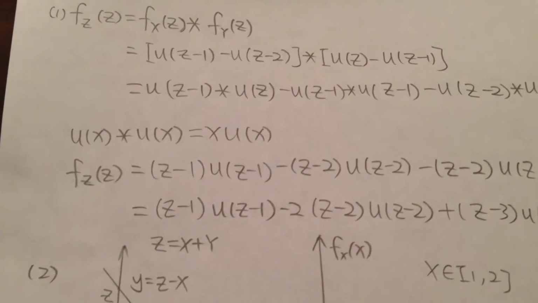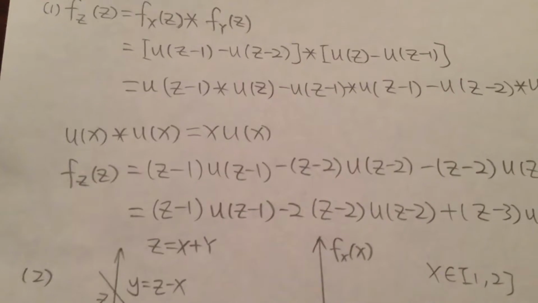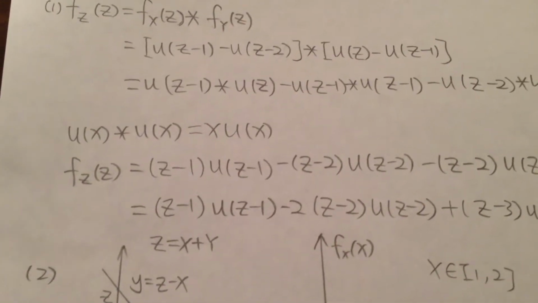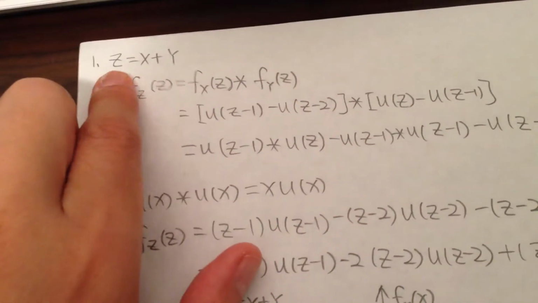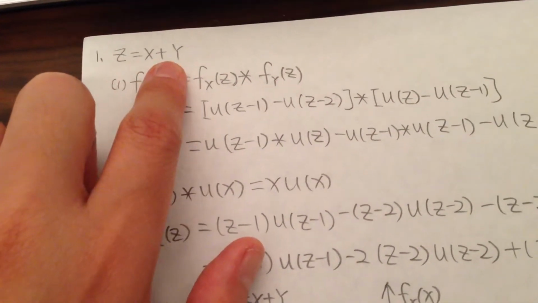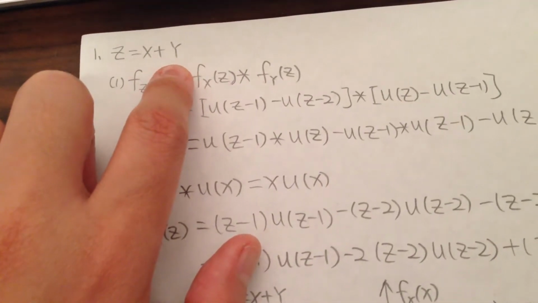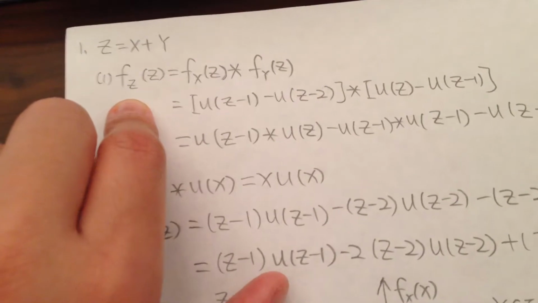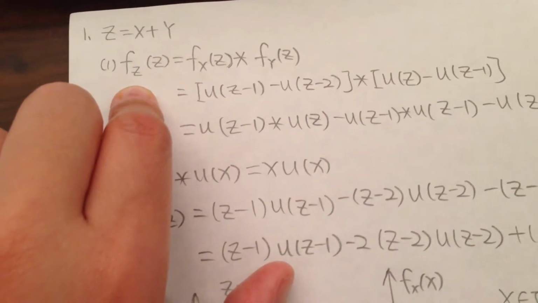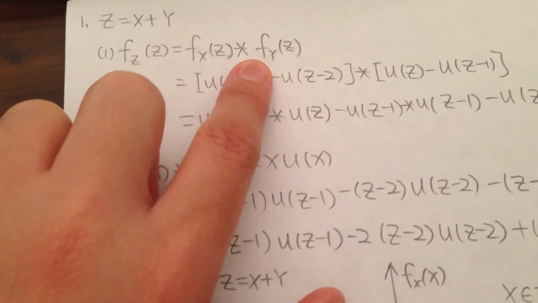We are given that x and y are independent, and the density function of x and the density function of y. We also know that z equals x plus y. Since x and y are independent, when we calculate the density function of z, the first method we can use is the convolution method.